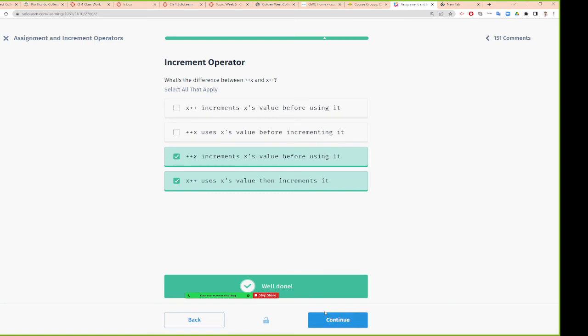All right, so the increment operator has a prefix and a postfix form. Prefix will increment the value before using it, and postfix will use the value, then increment. We usually use this one because during the procedure we don't want the value to be changed.